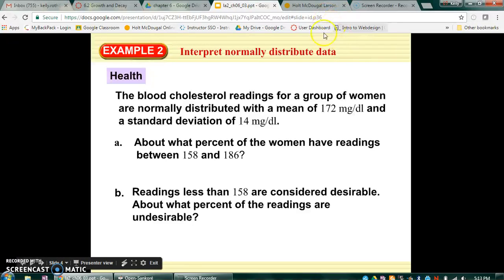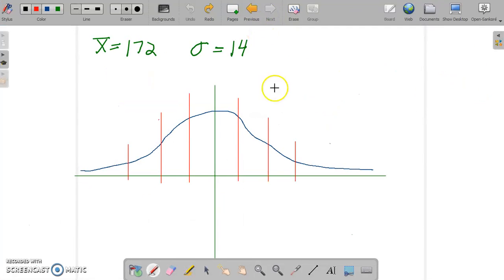So let's go back. What you want to do is set up this curve, draw it, and then use this information to put some numbers on our curve. The mean is 172. That always goes in the middle. Now, within one standard deviation of the mean is this first bar here. So you need to add 14 to 172, which would be 186. And over here you would subtract 14, because you're within one standard deviation on the other side of the mean, which is 158.